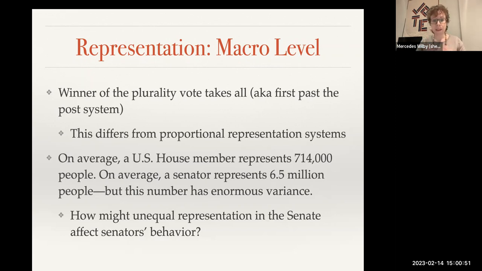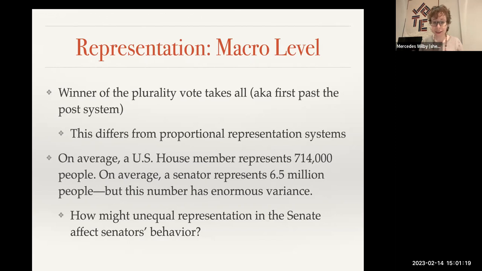For the Senate, the variance is huge. Why? Well, the 6.5 million, all I did was I divided the whole population of the United States, about 323 million, by 50, right? So 50 states, whole population divided by 50 gets us about 6.5 million people per state. But we know that's not actually an accurate representation of how many people are in each state.